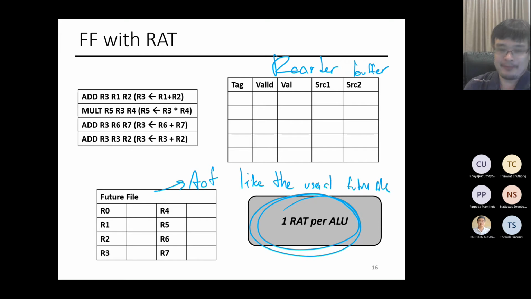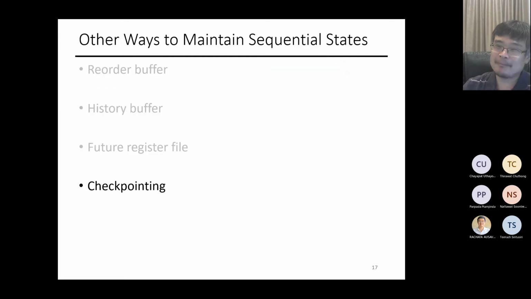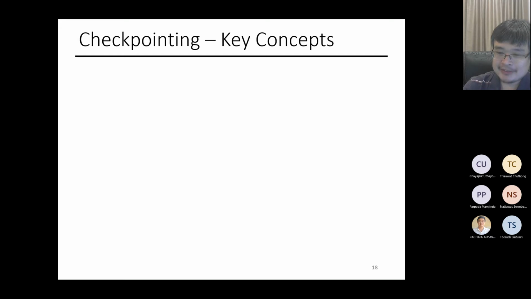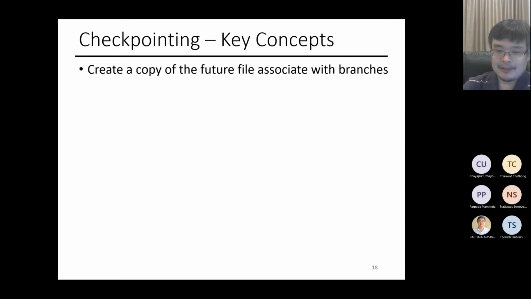So stay with me. I'm going to finish the last thing before we take a break, and then we go back to that example, right? After the break, we'll put everything together, and here's how we can design an out-of-order CPU. The last thing is we can do checkpointing. Checkpointing is to create a copy of the future file when you have branches.